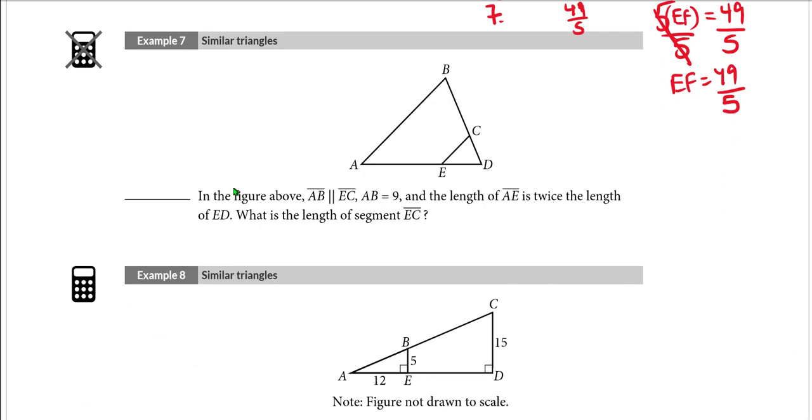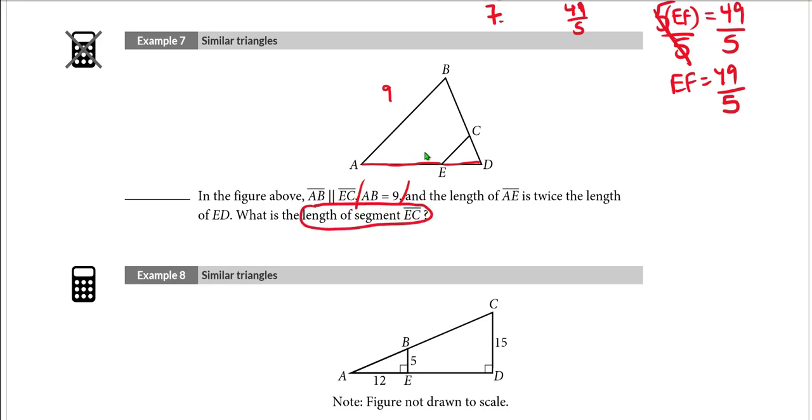In example 7, in the figure above, AB is parallel to EC. Okay, AB, EC, they're parallel. AB equals 9. You know what? I'm going to go ahead and label that right now. And the length of AE is twice the length of ED. So they're telling me that this AE is twice ED. Okay, fine. They want the length of segment EC.